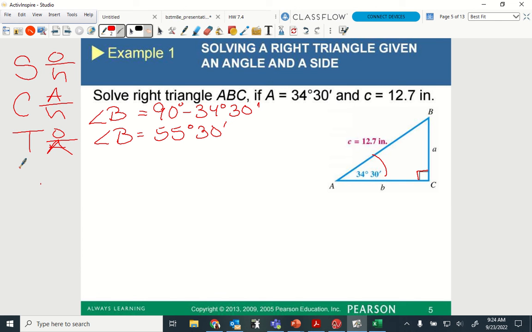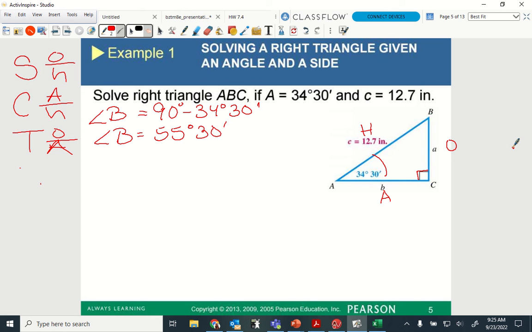So my reference angle is big A here, right? So let's label it from the reference angle. From big A, little a would be considered the opposite. From big A, little b is considered the adjacent, right? And that's the hypotenuse. You don't have the adjacent and you have the hypotenuse, so I can use sine, because I'm going to start by solving for little a.